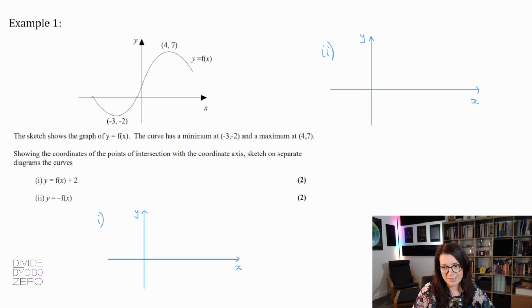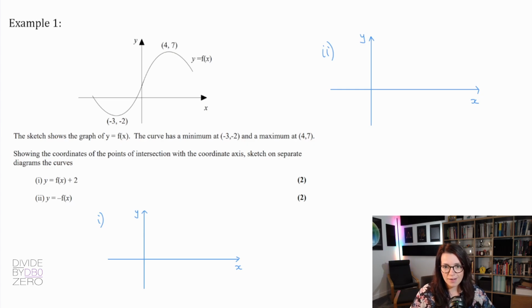Example 1, we have a sketch here showing the graph of y equals f of x. The curve has a minimum at (-3, -2) and a maximum at (4, 7). Showing the coordinates of the points of intersection with the coordinate axes, sketch on separate diagrams the curves y equals f of x plus 2, and then y equals minus f of x.